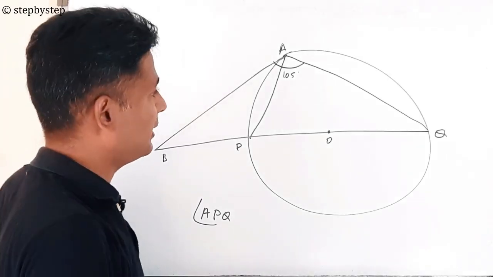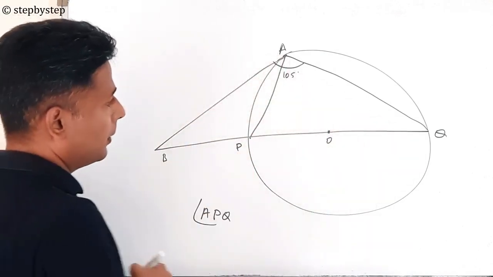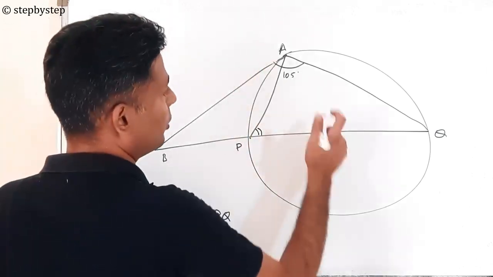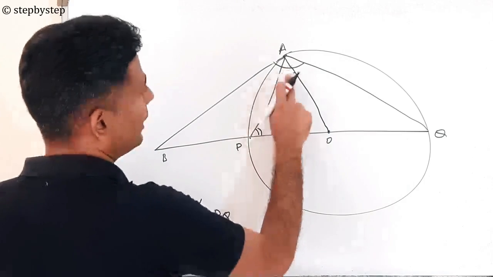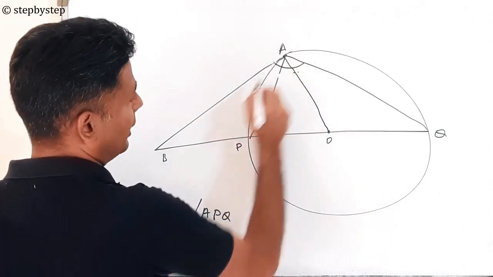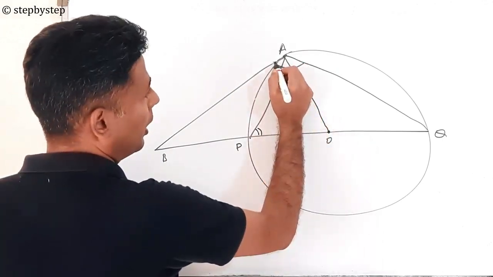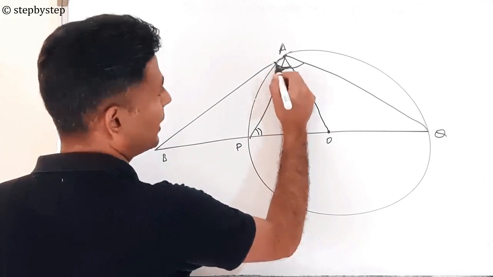Alright guys, now this is the next question. They have given you this angle BAQ and they have asked you to find APB. This is the angle you have to find. Now for this, first I'll do a construction from center to this point, right? Now the entire angle is 105. Now this is a tangent and this is the line from center to tangent, which means this much is 90 degrees. So this entire angle becomes 90 degrees.